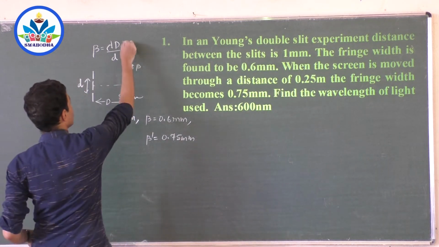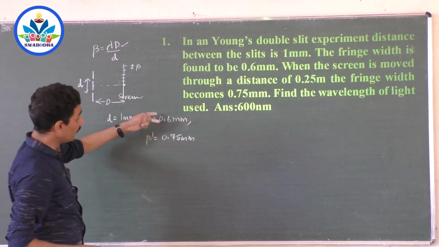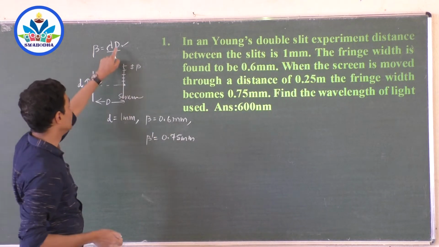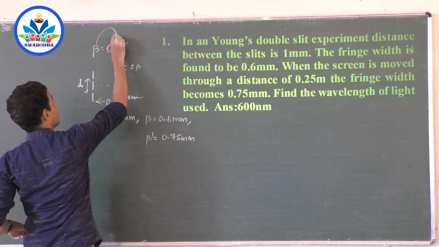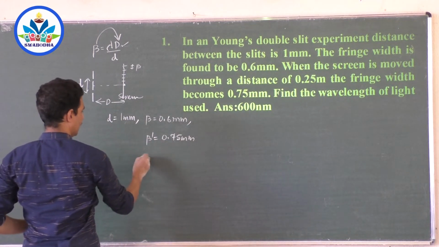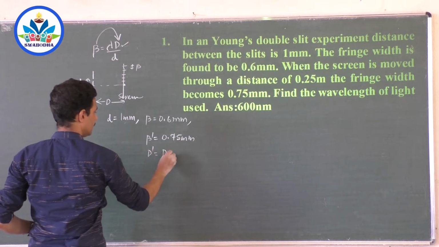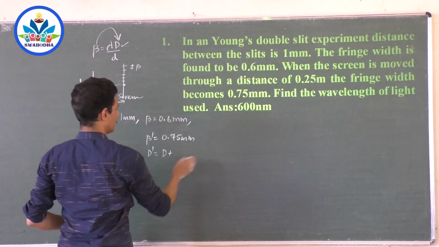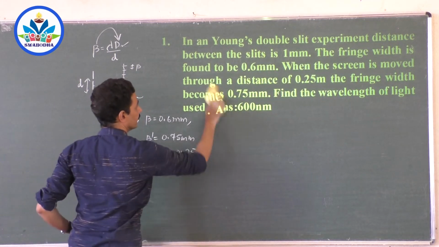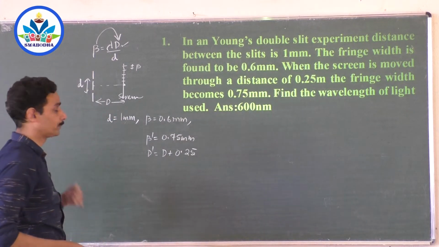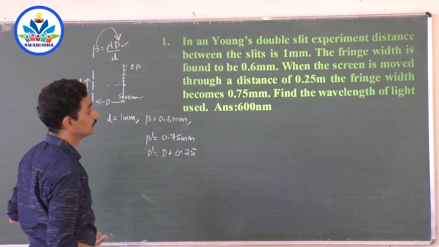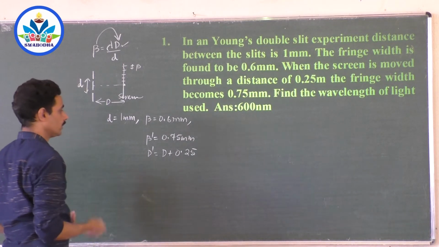Capital D comes in the numerator. If you want more beta after making this change, you have to make D more, because beta is directly proportional to D. So the new value D dash must be equal to D plus the distance moved, 0.25. D plus 0.25, correct? It should be 0.25 extra, right? And is capital D given? No, nothing is given. Now you have to solve this.